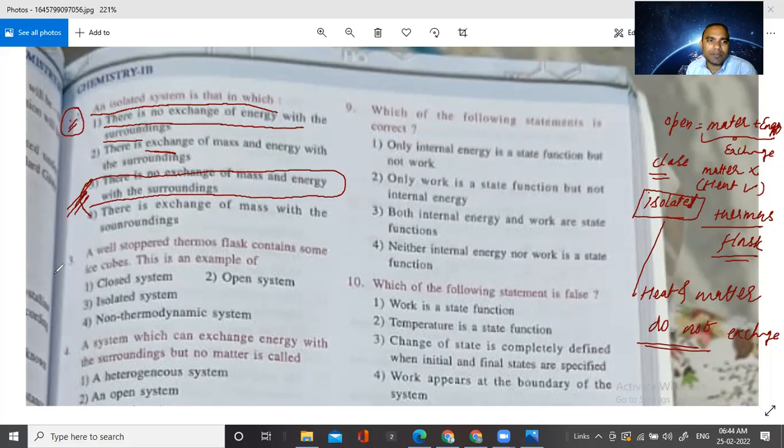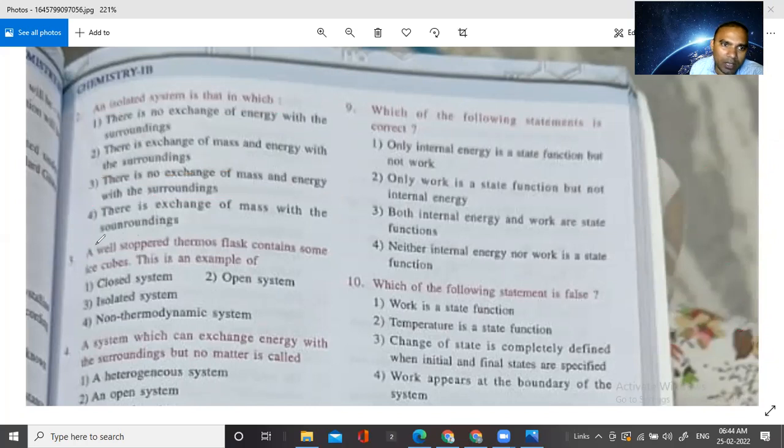Okay. Next one, question number three. What are they saying? A well-stoppered thermos flask. They have taken a thermos flask. Thermos flask means what type of system will it be? Isolated system. If you are talking about a well-stoppered thermos flask, what kind of system is there? Thermos flask is an example of an isolated system. Yes or no?